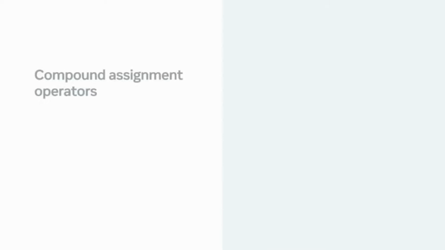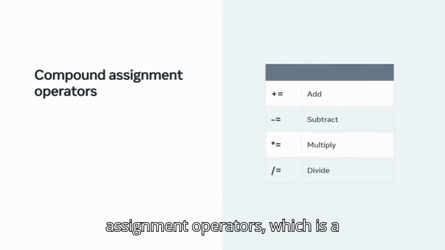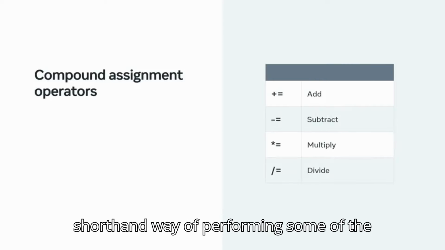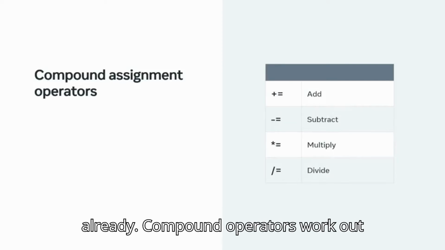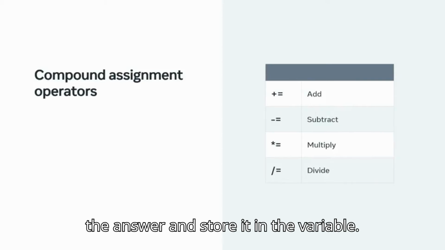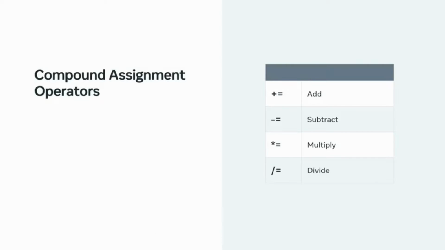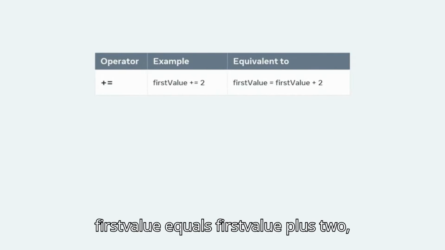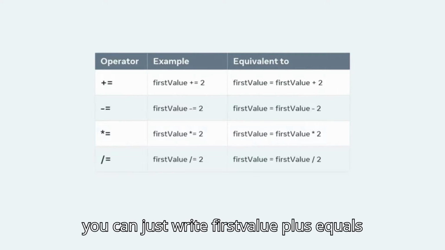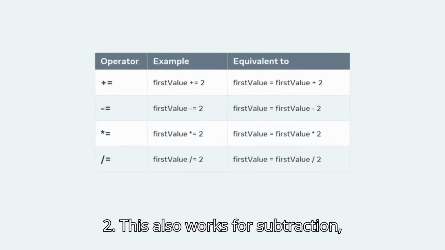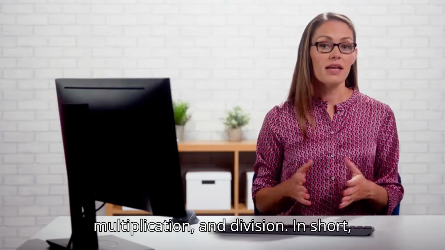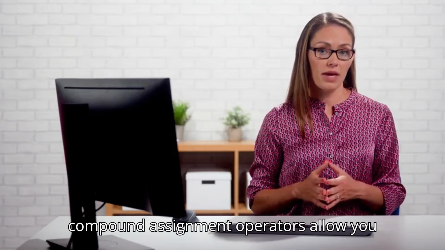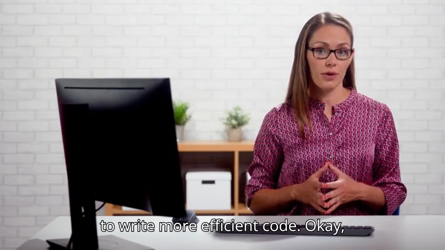You can repeat this process using the same code excerpt, this time just adding the value of 1 to get 141. Next, let's move on to compound assignment operators, which is a shorthand way of performing some of the operations that you have learned about already. Compound operators work out the answer and store it in the variable. For example, instead of writing firstValue equals firstValue plus 2, you can just write firstValue plus equals 2. This also works for subtraction, multiplication, and division. In short, compound assignment operators allow you to write more efficient code.